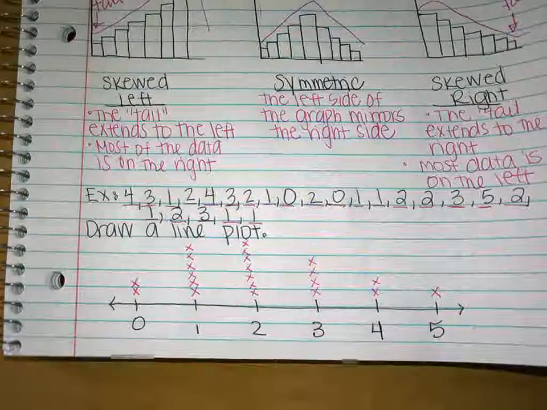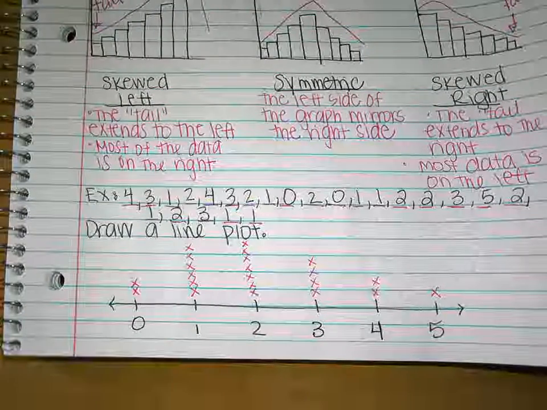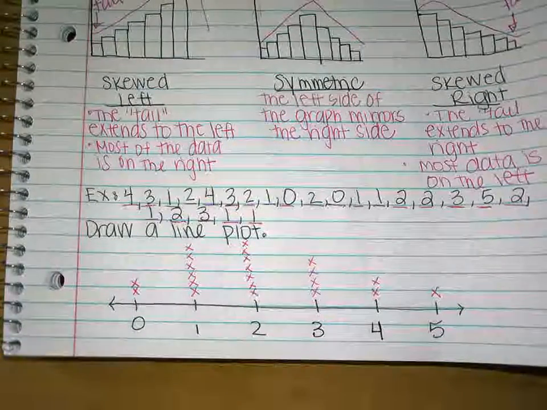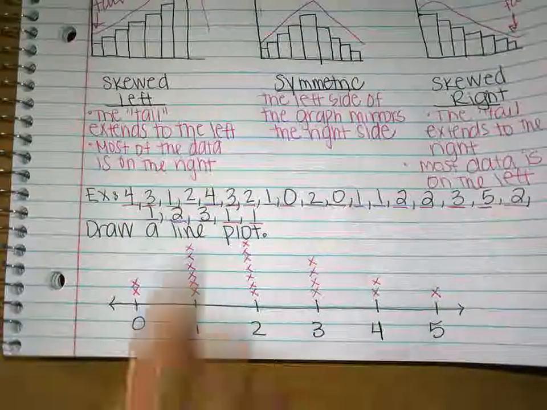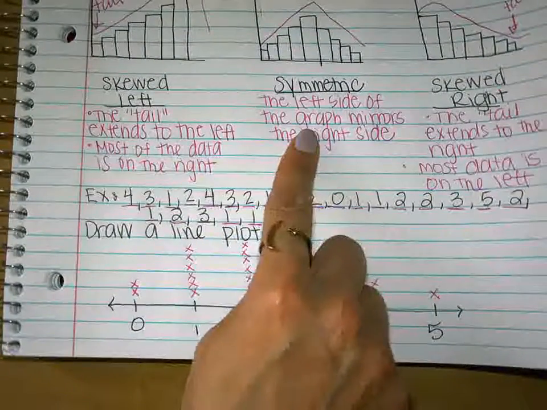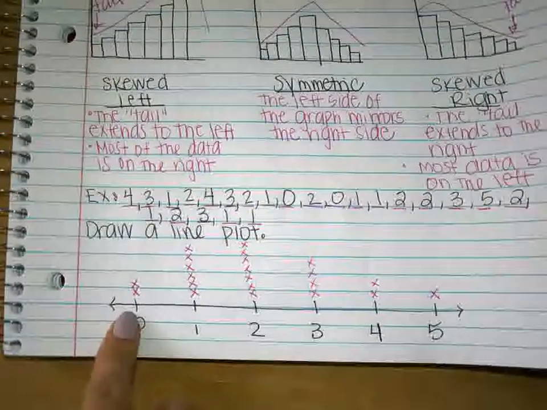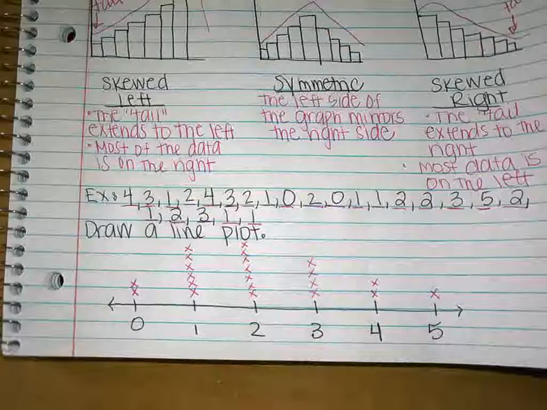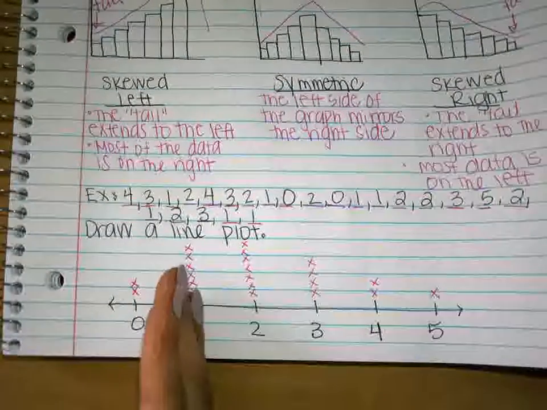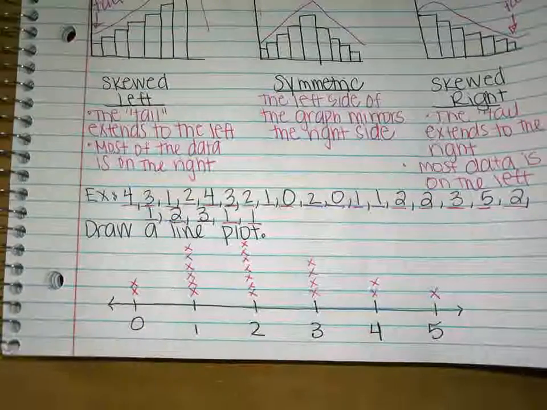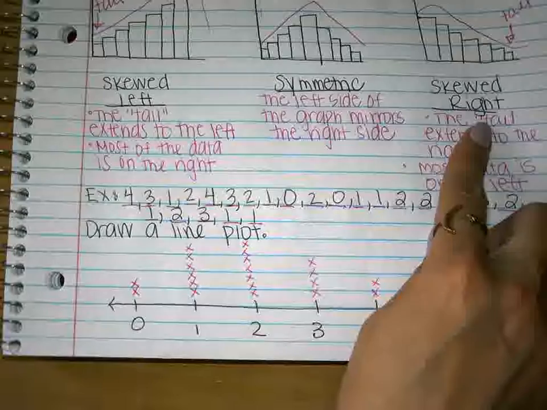Once you've plotted it, you then need to tell me, is it skewed left, is it skewed right, is it symmetric? If I look at this number line, the first thing I'd rule out is symmetric. Is it exactly the same on both sides? Is it mirrored? No, it is not. I do not have exactly the same on one side as the other. So that means it is either skewed left or skewed right.